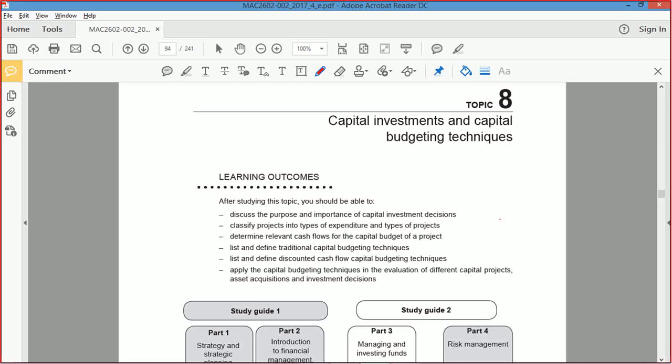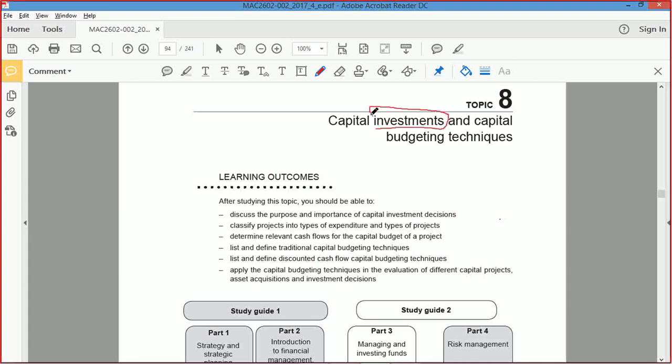We're actually starting an important section because when looking at capital budgeting, we're looking at allocating resources to different projects, and choosing the project that reaps the most benefits. So topic 8 is focusing on that. It's looking at capital investments and capital budgeting.